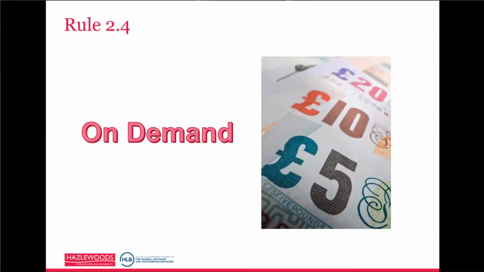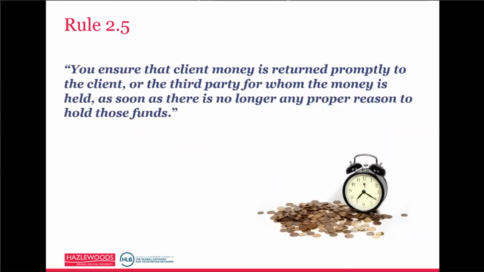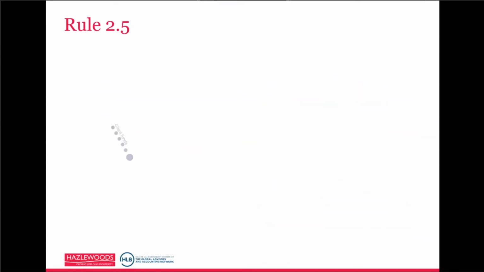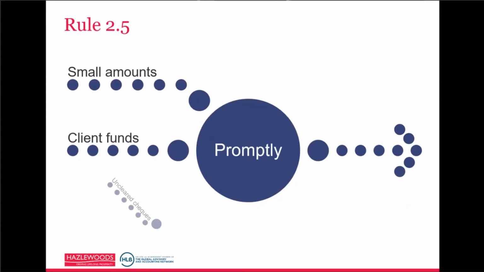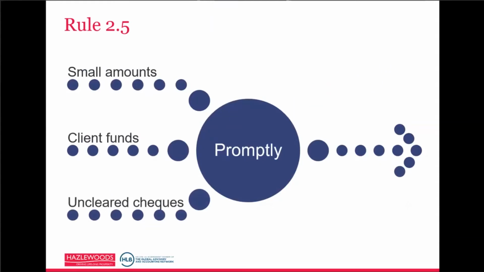as a bank. Rule 2.5 is that you ensure that client money is returned promptly to the client or the third party for whom the money is held as soon as there is no longer any proper reason to hold those funds. So this is a rule covering residual client balances. Client funds need to be returned promptly on completion. There's no definition of promptly within the new rules.